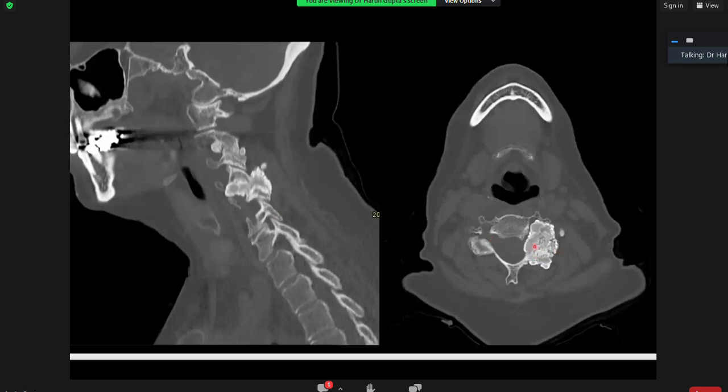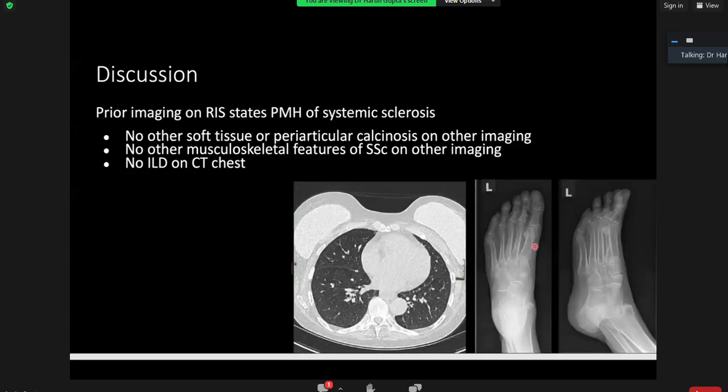So we go to the radiology information system, and we find out that the patient has a mention of systemic sclerosis somewhere. We look at all the other imaging she's had. There is no ILD, and there is no other calcification anywhere in the body. So this is the patient's first presentation of intraspinal calcinosis, which can be seen in patients with scleroderma, and we know the patient already has systemic sclerosis. So you can see how much difference we can make.